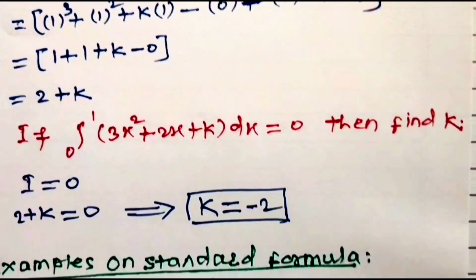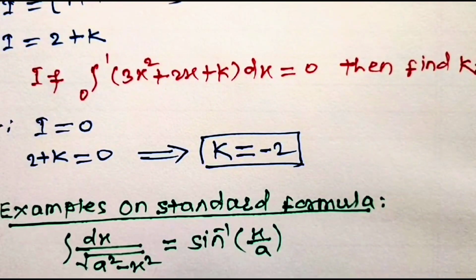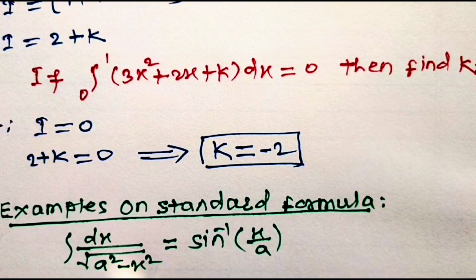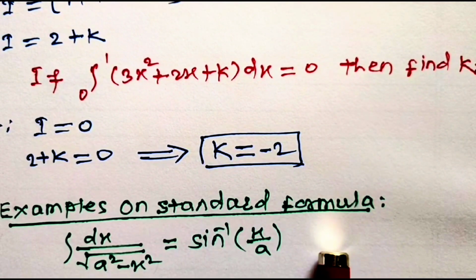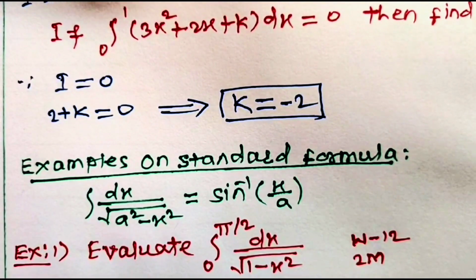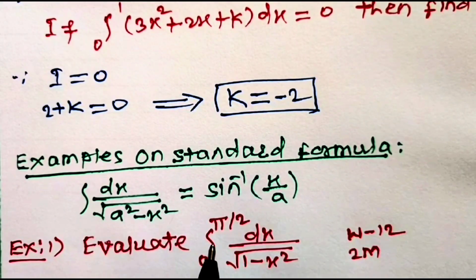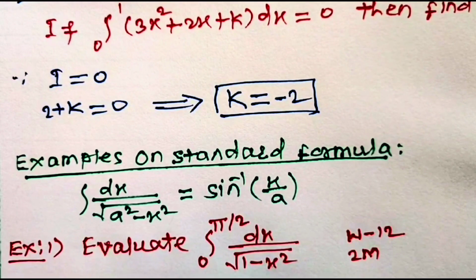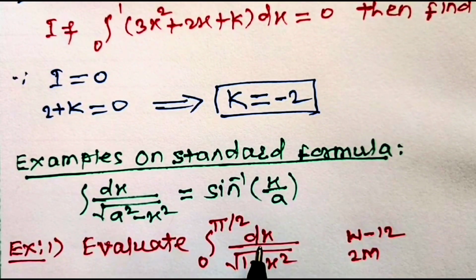Now we have to solve problems on a standard formula. That standard formula is the integral of dx upon square root of a² minus x². Its value will be sine inverse x upon a plus integral constant c. Let us solve sum number 1. Evaluate the integral from 0 to pi by 2 of 1 upon square root of 1 minus x² with respect to x. This sum appeared in winter 2012 for 2 marks.